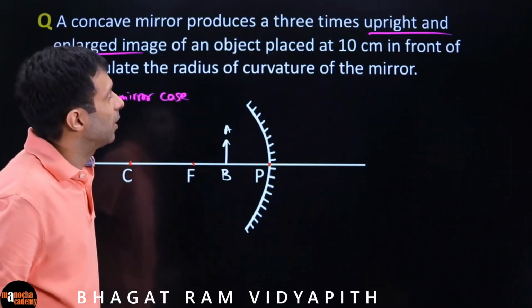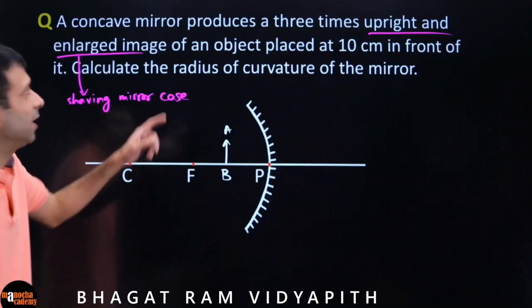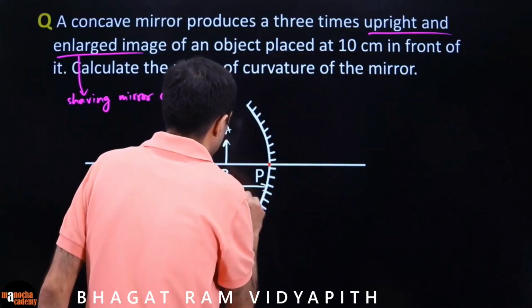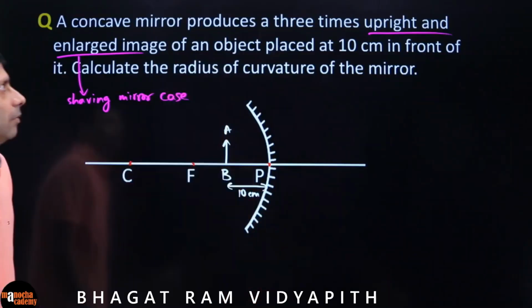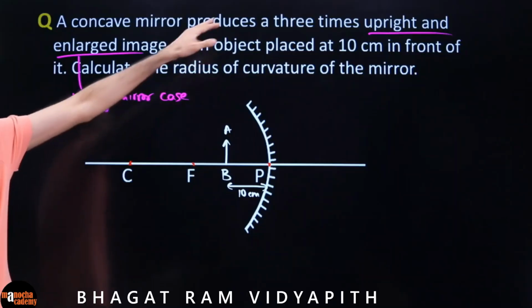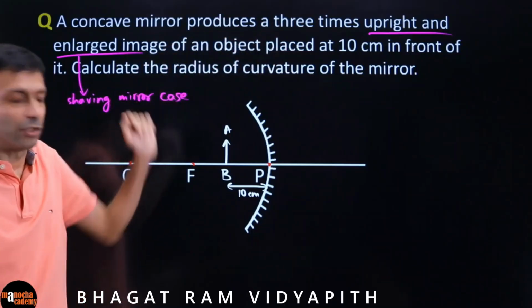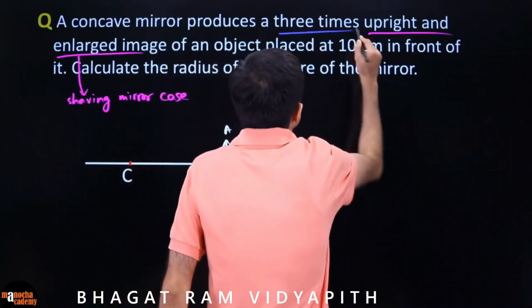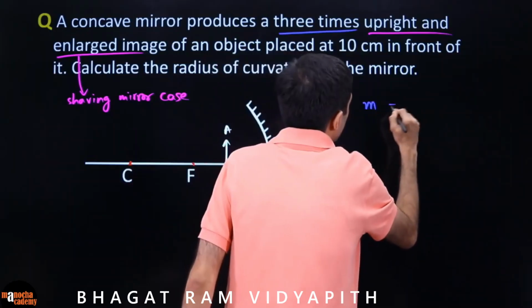Right? So we are clear about that. Object 10 centimeters in front of it. So let's mark the object distance given is 10 centimeters. And it says it produces 3 times upright and enlarged image. So since it is 3 times, we know what will be the magnification?